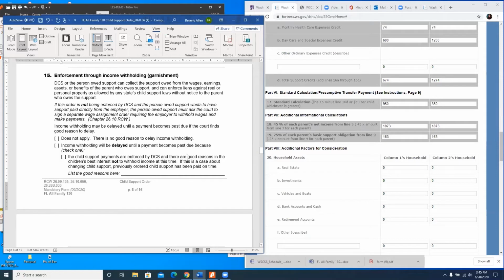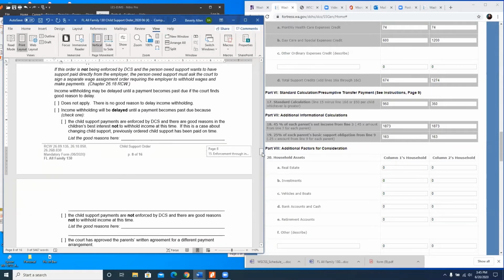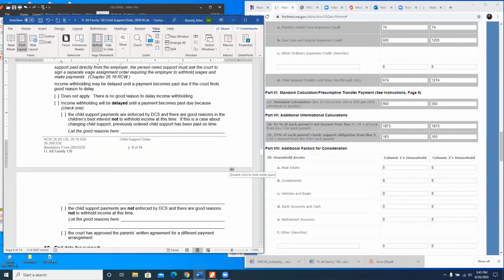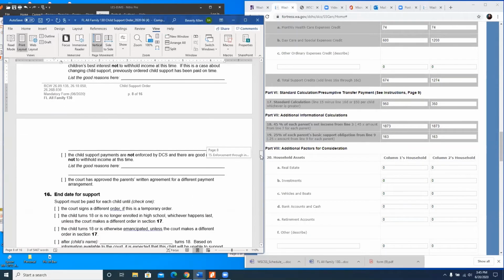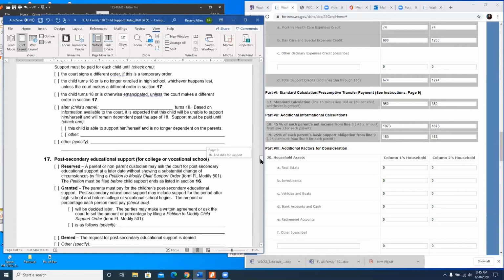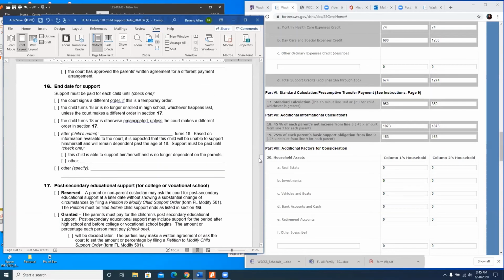You can delay enforcement. In other words, you can direct that the state not garnish. But you have to have a reason, and that could be that the other parent's been paying, so you're not asking the state to collect support. There's a variety of reasons that you can do that. The end date. For a temporary order, you're going to want to check that first box. Otherwise, I typically check the second box that's until the child is 18.